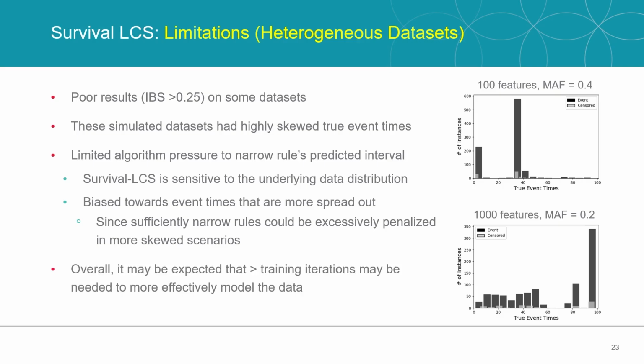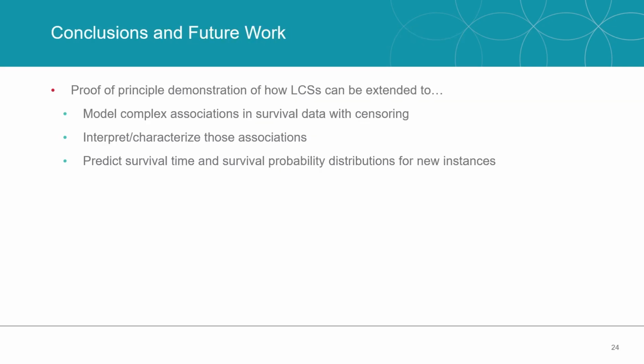Furthermore, in this study, we only trained Survival-LCS on up to 50,000 training iterations. And given the complexity of some of these datasets, and the requirement to find both the right condition and event interval ranges, we fully expect that we can achieve better performance with a larger number of training iterations. So in conclusion, this work provided a proof of principle demonstration of how learning classifier systems can be extended to model complex associations in survival data with censoring, to interpret or characterize those associations, and predict not only survival times, but survival probability distributions for new instances or testing instances.